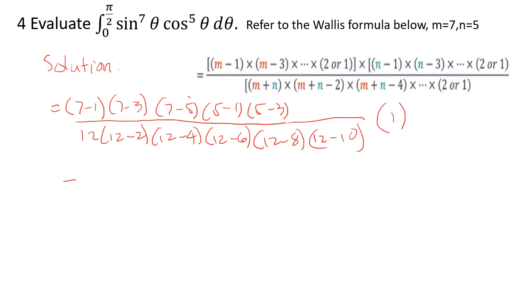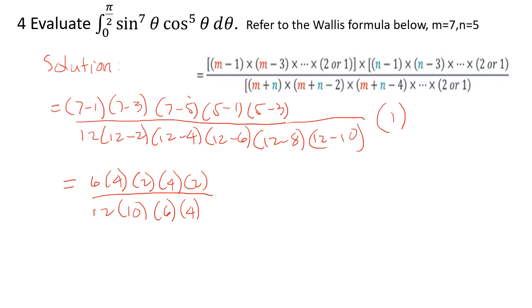So simplifying this one: 6 times 4 times 2 times 4 times 2 over 12 times 10 times 6 times 4 times 2 times 8, of course times 1, equivalent to 1 over 120.